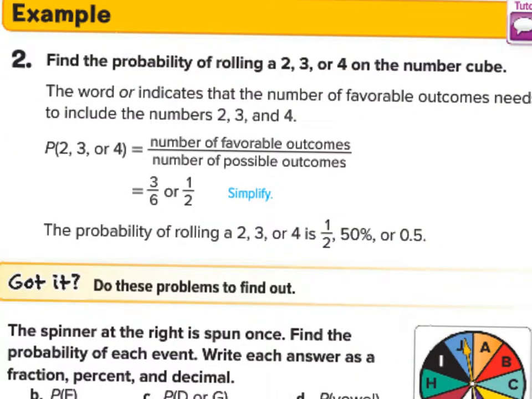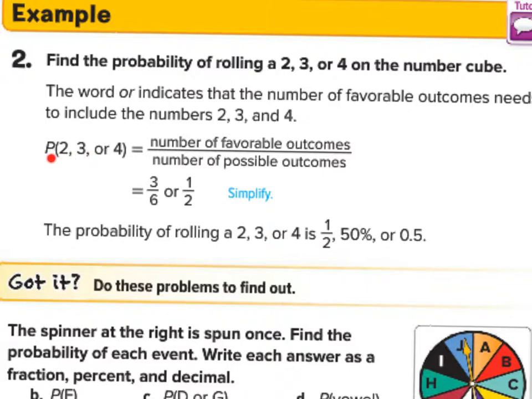Example number 2. Find the probability of rolling a 2, 3, or 4 on the number cube. So if you have a die, what are the probabilities that you roll a 2, 3, or 4? Now remember, there's only 6 numbers on a die, and here's 3 of them already. So that's half the numbers, right? The word or indicates that the number of favorable outcomes need to include the numbers 2, 3, and 4.